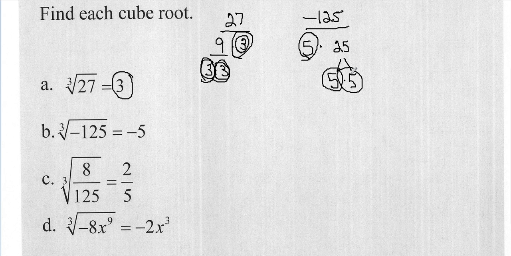And here are 3 5's. So for every 3, I want to take 1 out. And notice, they're all negatives too. Because negative times a negative is a positive, and then a positive times this negative here would be a negative. So I end up with a negative 125. All right, therefore, the cube root of negative 125 is negative 5.